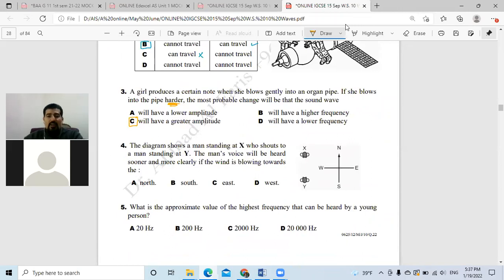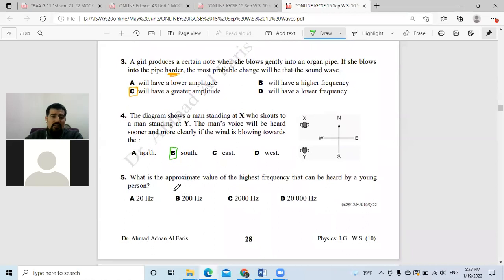Question number 4. The diagram shows a man standing at X who shouts to a man standing at Y, which is below it, to the south of it. The man's voice will be heard sooner and more clearly if the wind blows towards which direction? Thank you. Okay, towards the south. Excellent, because whenever the direction of the wind is the same as the direction of the sound waves, the sound will be louder and clearer.